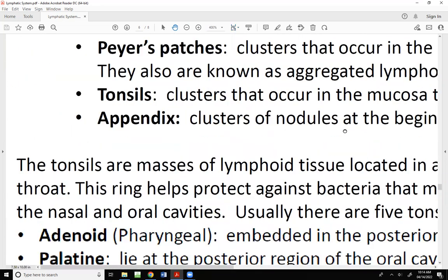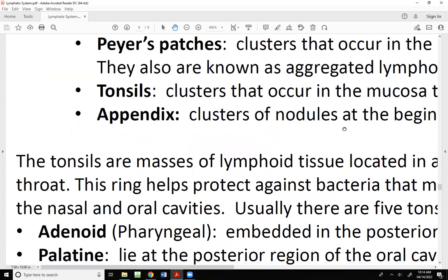All right, let's talk now about lymphatic nodules, not to be confused with lymph nodes. Let's talk about nodules, and I'll explain the differences. But first, go ahead and fill out your blanks.